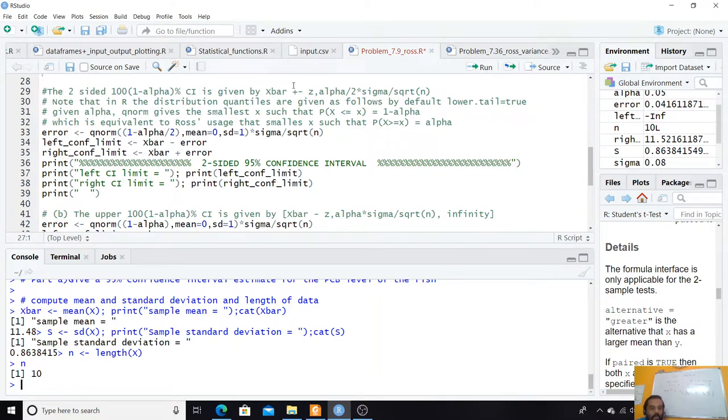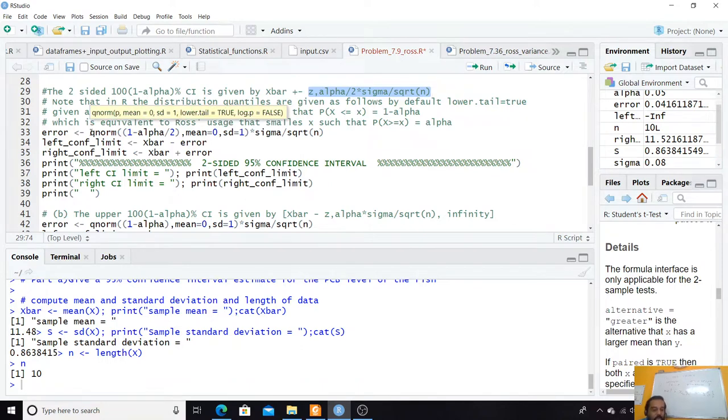So here is the formula. I've just written it here. X bar plus minus Z of alpha by 2 into sigma by root n. Okay. So I calculate this part separately and I just call it the error. It's often known as the margin of error. So I'll just call it as the error. And I have used qnorm.